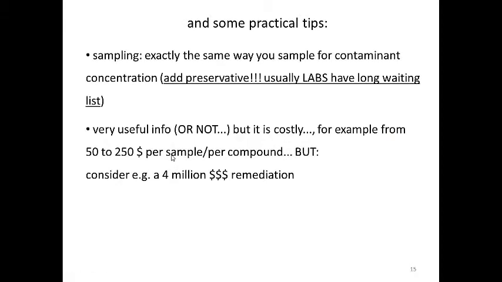So some practical tips. The sampling is run exactly the same way as for the contaminant concentration. You just have to add the preservative, because usually labs have a long waiting list. These analyses can be very useful, although they are a little bit costly. Usually the price ranges between $200 and $450 per sample per compound. But sometimes if you consider, for example, a $4 million remediation action, that would make any difference.